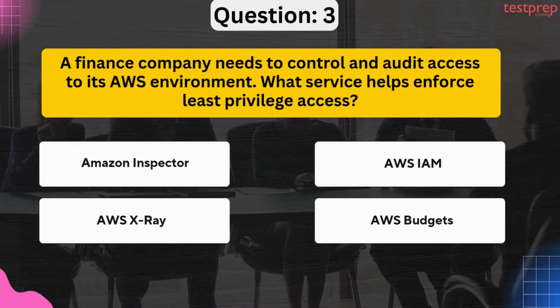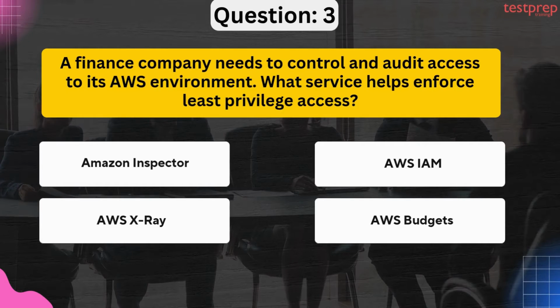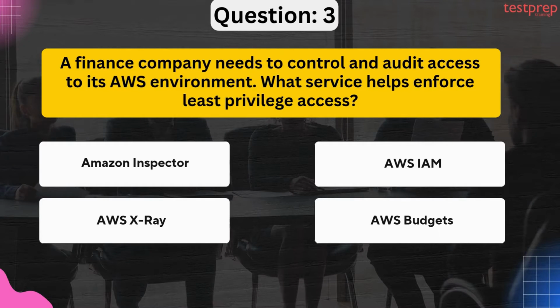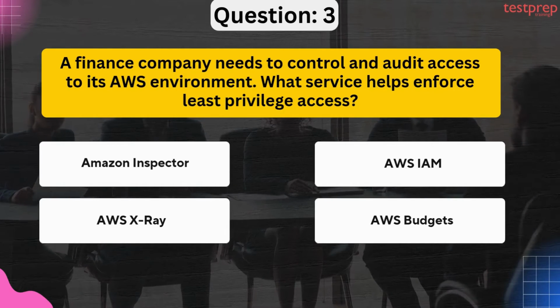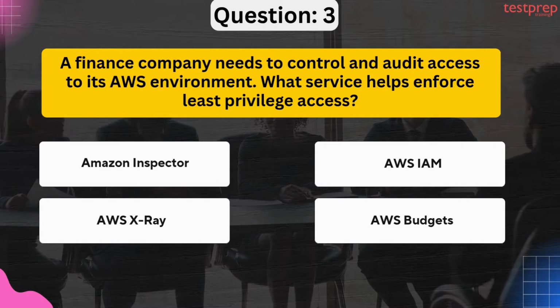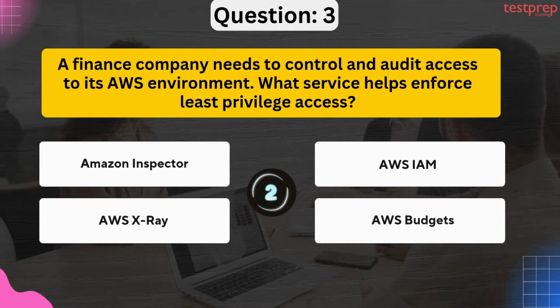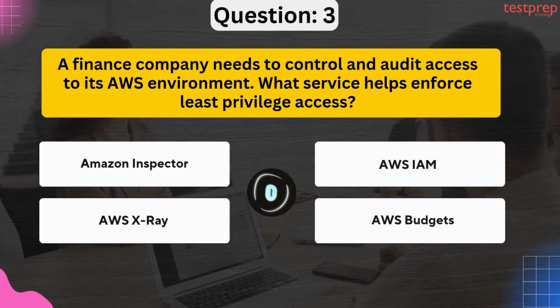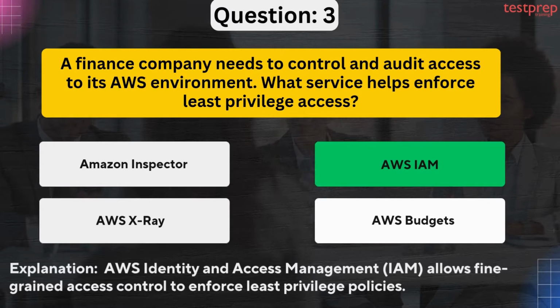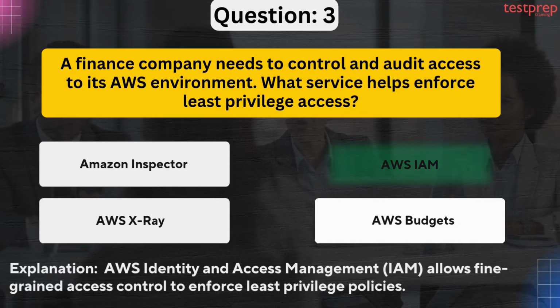Question 3. A finance company needs to control and audit access to its AWS environment. What service helps enforce least privilege access? The correct answer is AWS IAM. AWS Identity and Access Management (IAM) allows fine-grained access control to enforce least privilege policies.